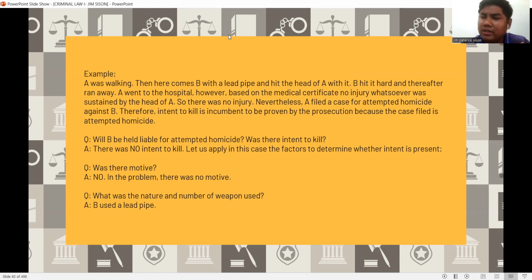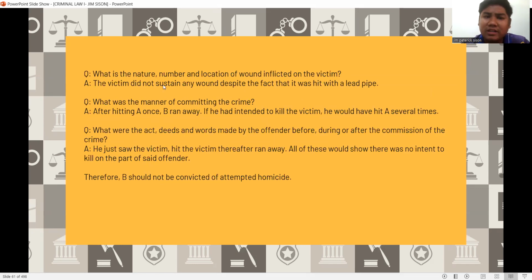What was the nature and number of weapons used? He used what? A lead pipe. Okay? And he hit only the victim once. Okay? What is the nature, number, and location of the wound? The victim did not sustain what? Any wound, despite the fact that it was hit with a lead pipe.